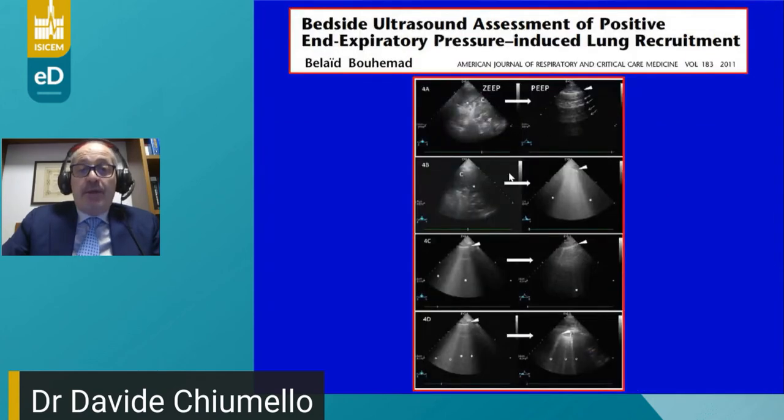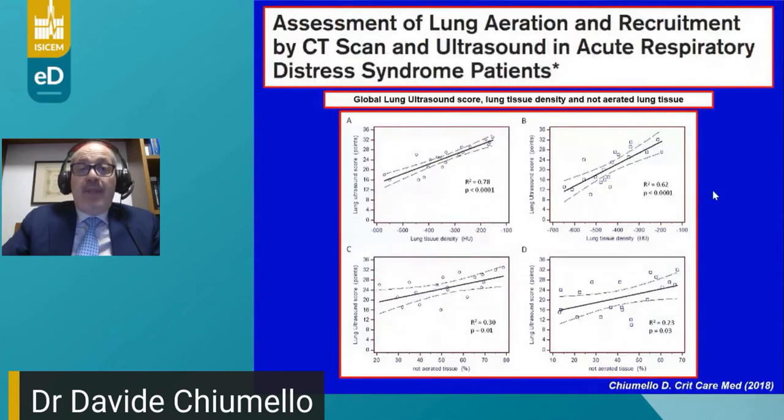Lung ultrasound was applied with a lung score in which the changes in the morphology were taken to perform a score. And here are the results. So we found a good relationship between the lung density and the lung ultrasound score at the two levels of PEEP. And similarly, we found a good relationship between the amount of not aerated tissue and the lung ultrasound score.